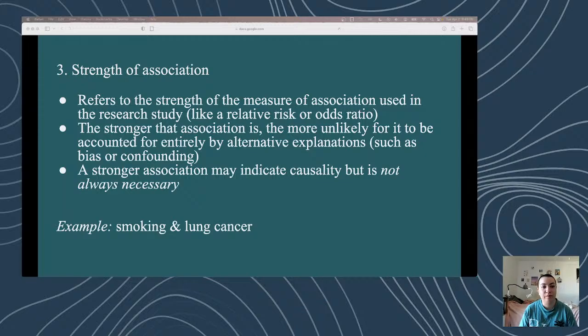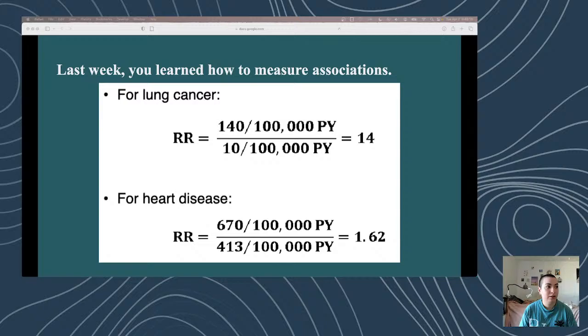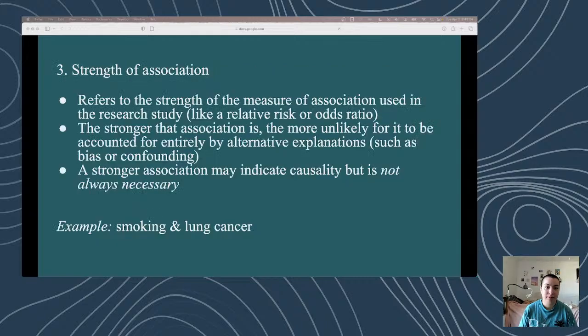The strength of the association refers to the strength of the measure of association used in the research study, like a relative risk or odds ratio. Remember? 14. That's a strong association. We'll go over what an odds ratio is later. And the stronger that association is, the more unlikely for it to be accounted for entirely by alternative explanations. It still could be. There could be confounders. There could be bias. But if that is so strong, is it really going to account for the whole thing?